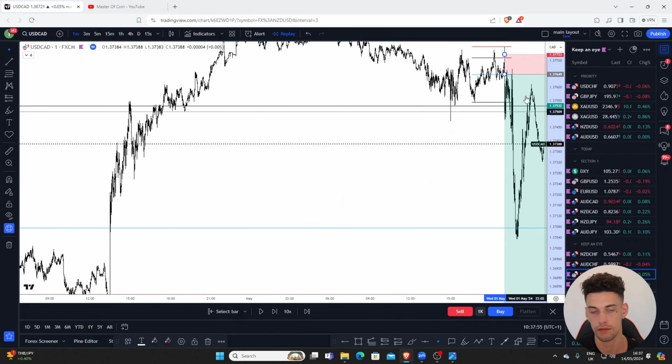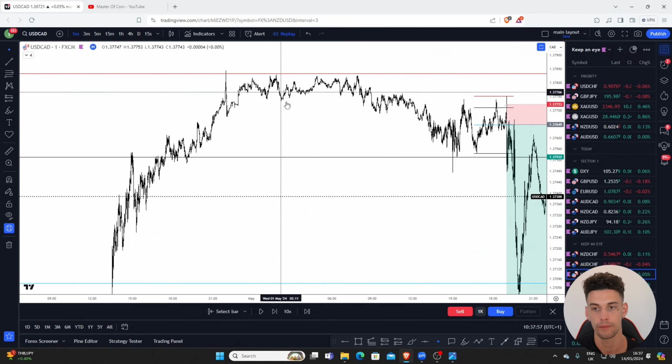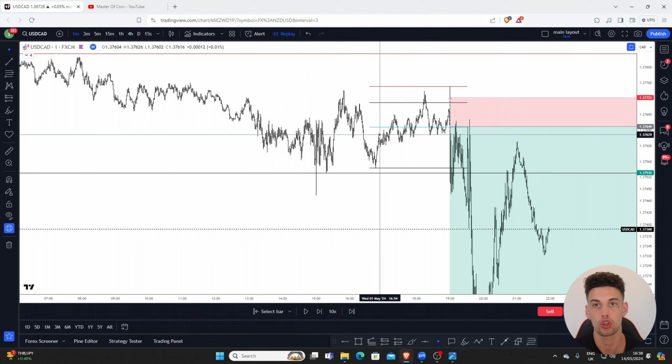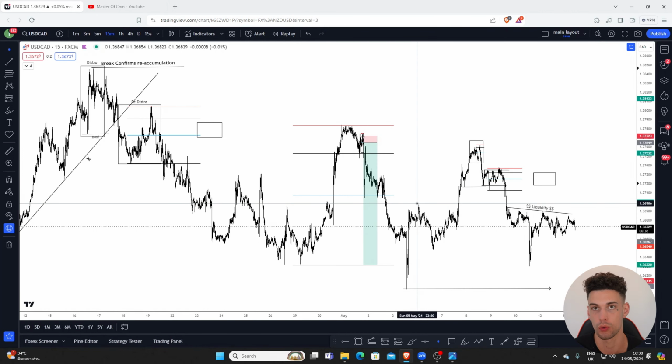And obviously we know she doesn't validate the distribution. We just play the redistribution. And then we can see we're just taking the same entries just on the lower time frame with our stop loss based on the lower time frames with the higher time frame targets. And that's how we maximize our risk reward ratios.